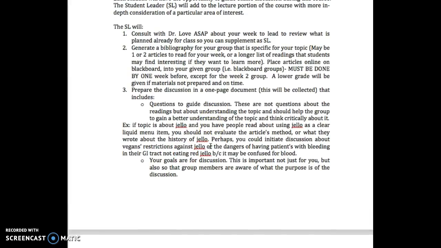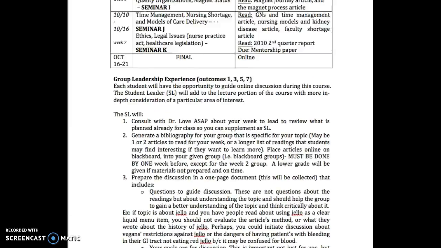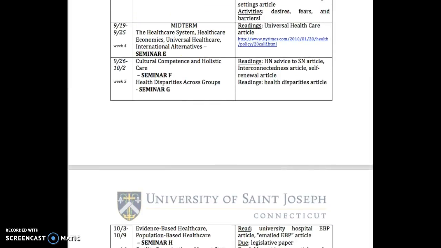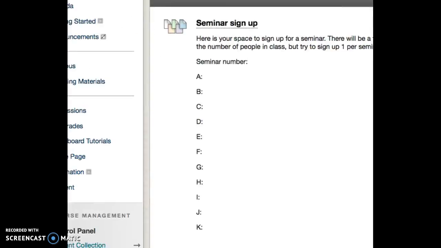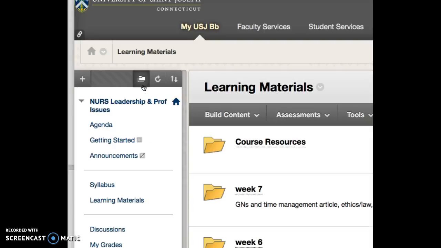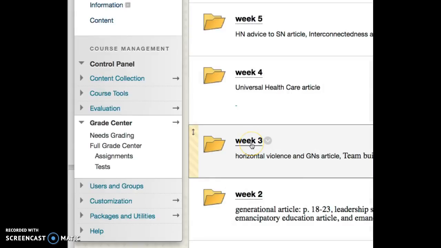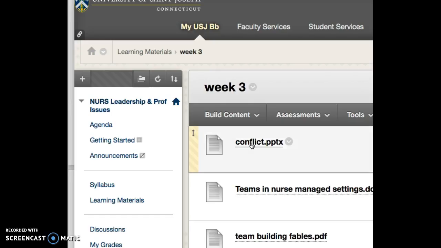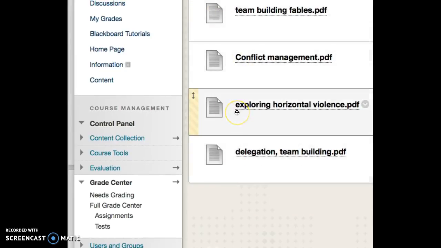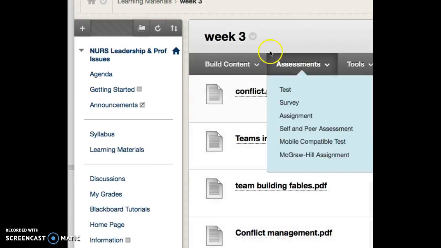And what you're going to do is you'll assign a reading for the students. You'll go and find a reading on horizontal violence. I already have, and you can also go in, so this is looking again at Blackboard, under the learning materials. So horizontal violence is right here. You would go in and review all the materials for that week, all the PowerPoint, all the reading. Now this has 2 different seminars in this one, week 3. So just make sure you're reading the things that are relevant to what you're doing.